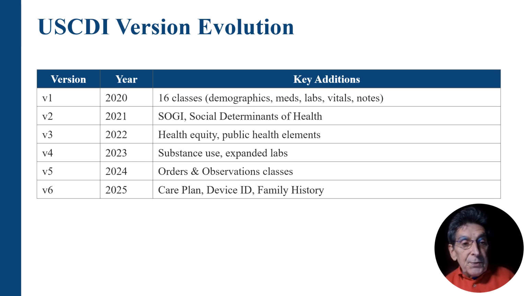Version 4 in 2023 added substance use history and expanded laboratory result specifications. Version 5 in 2024 added orders and observation classes covering the request side of clinical activities. Version 6 in 2025 added care plan, device ID, and family history. So, each version expands what must be interoperable. You, as a healthcare informatics professional, should track these updates because they affect what systems are required to support.